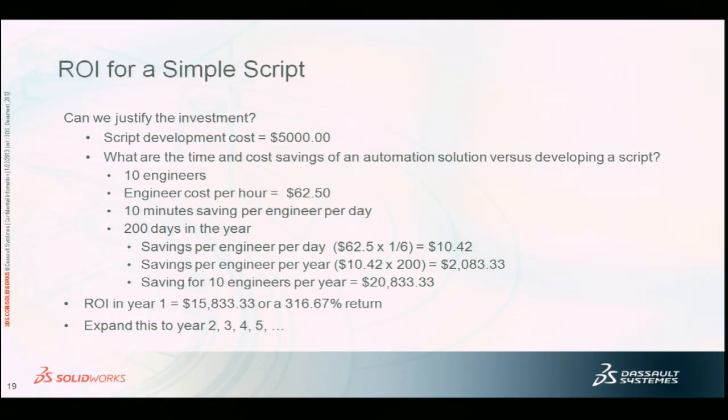So let's say you have, in this example, 10 engineers. Engineer cost per hour is roughly, based on some study we found on the internet, $62.50. Let's say it saves you 10 minutes a day per engineer. You have 200 business days on average in a year. So for one engineer, we're talking about $10.42 a day. Per year, it's 2,000. So for one engineer, for the first year, might not be that economic. But if you take 10 engineers, or if you multiply by the number of years, you can see that there's a huge return on investment. You can quantify it by time and dollar amount. You expand it to multiple years, it's even more.